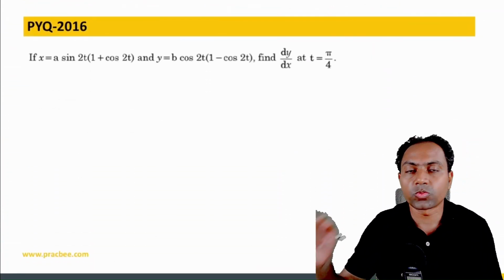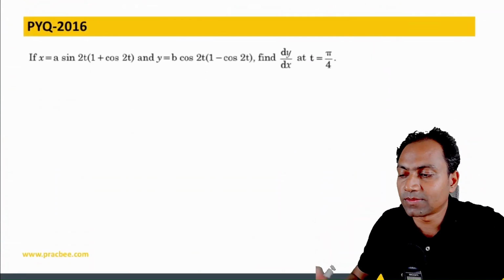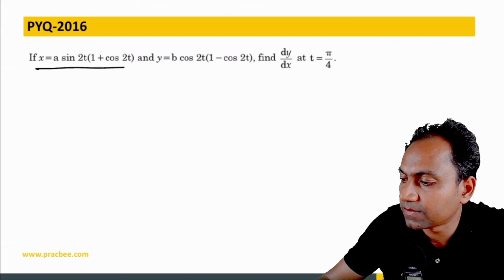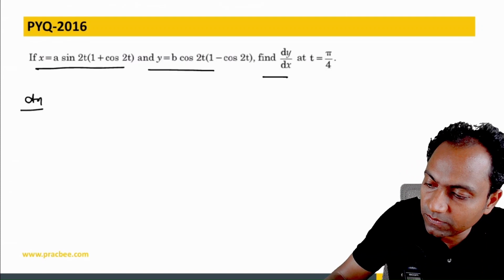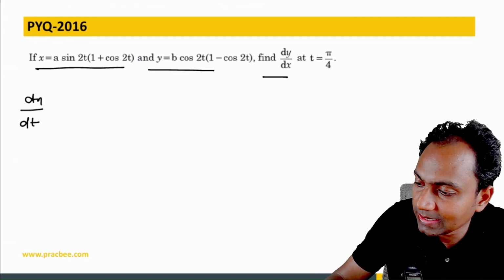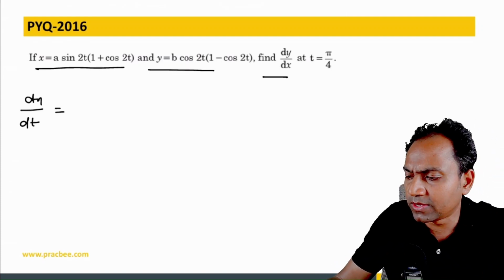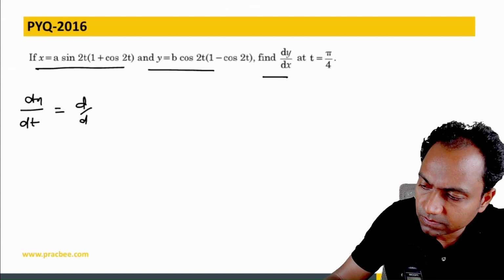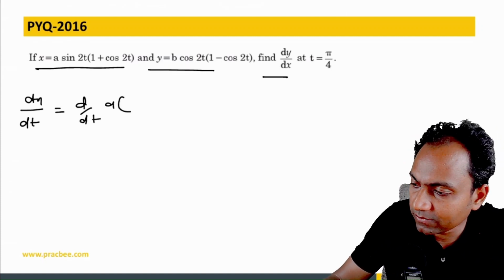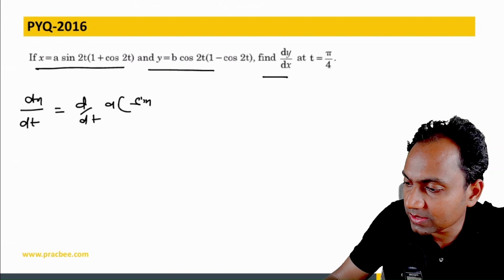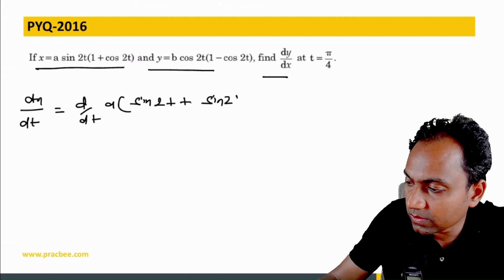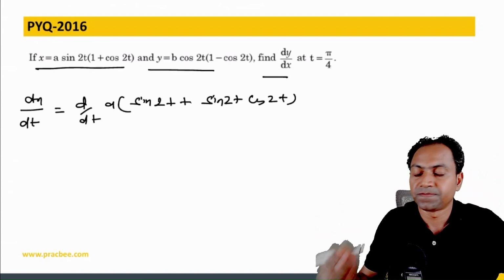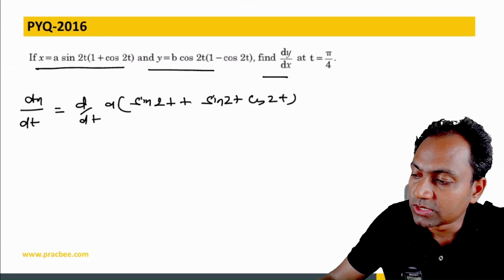Now if I look into this 2016 question, again a similar kind of structure is given and dy by dx is asked. What we can do is, again, find the value of dx by dt. Now here you can see that in order to find this, I will have to do slightly more calculation. So this becomes sine 2t plus sine 2t cos 2t. This is what is given to us. So this is what we have to solve.